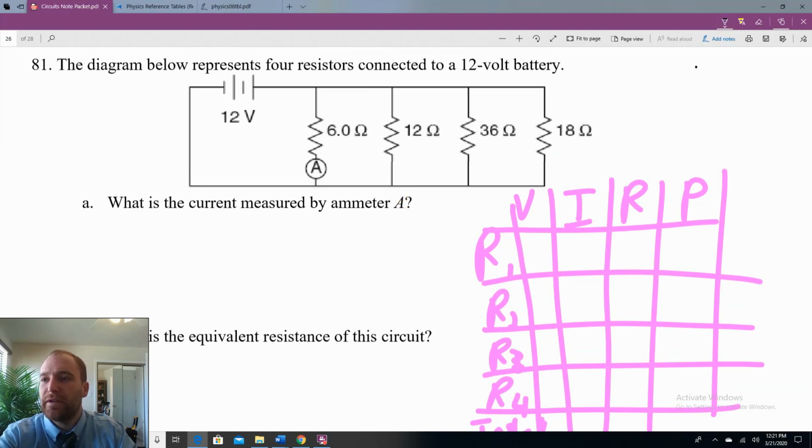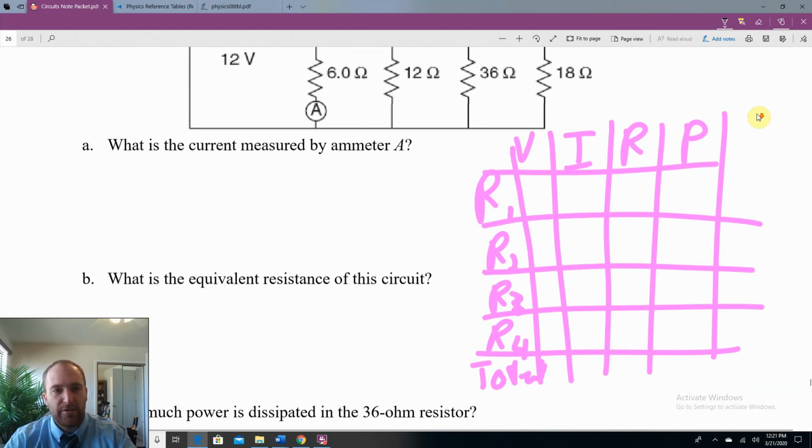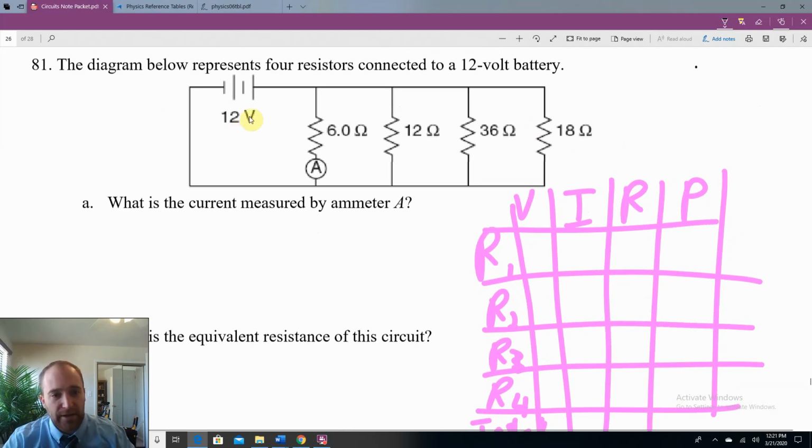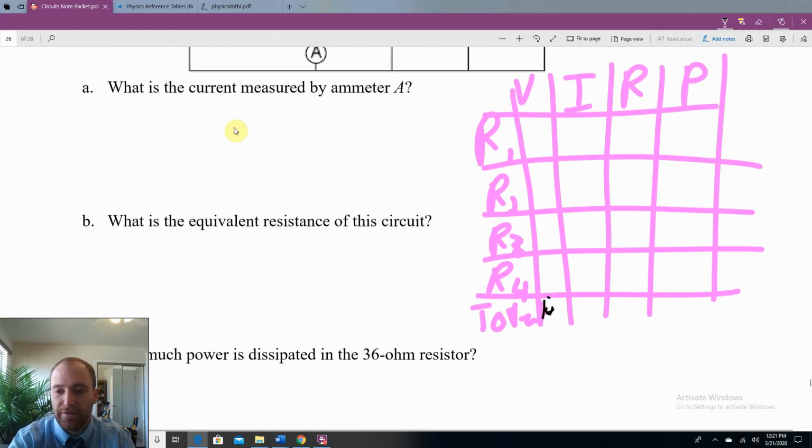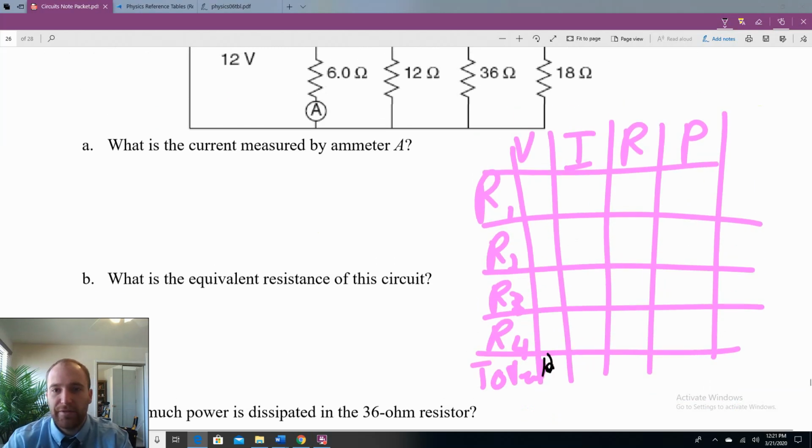Again, kind of the same process every time. We've got 1, 2, 3, 4 resistors. I'm going to fill that in for all of these. And then this battery has 12 volts, so I'll fill that in as well. 12 volt battery. And then we've got 6 ohms, 12 ohms, 36 ohms, and then 18 ohms.